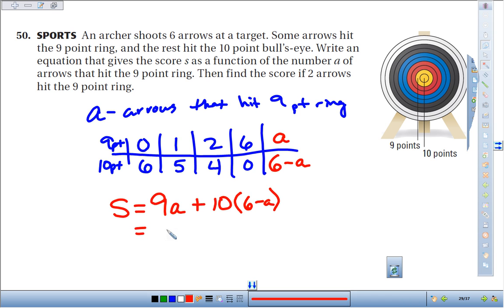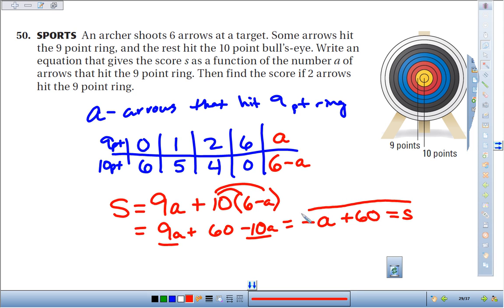And now if we distribute, we get 9A plus 10 times 6 is 60. 10 times negative A is negative 10A. Combining like terms, 9 A's minus 10 A's is negative 1 A, or negative A, plus the 60. There's our expression for the score if they hit A 9-point rings.